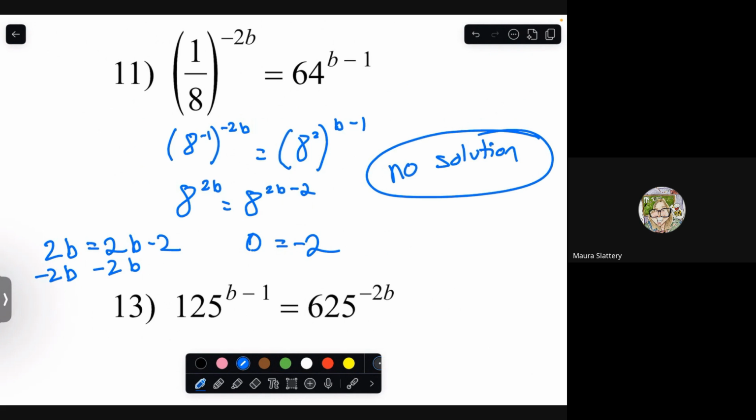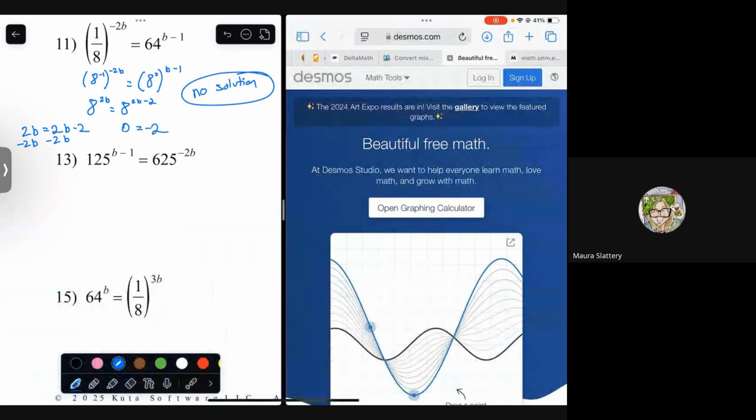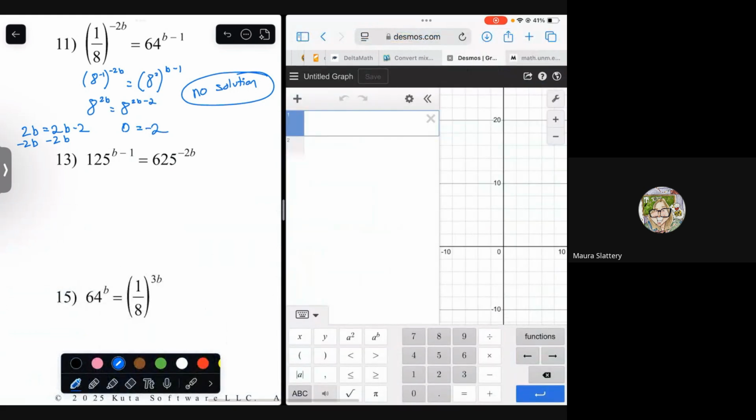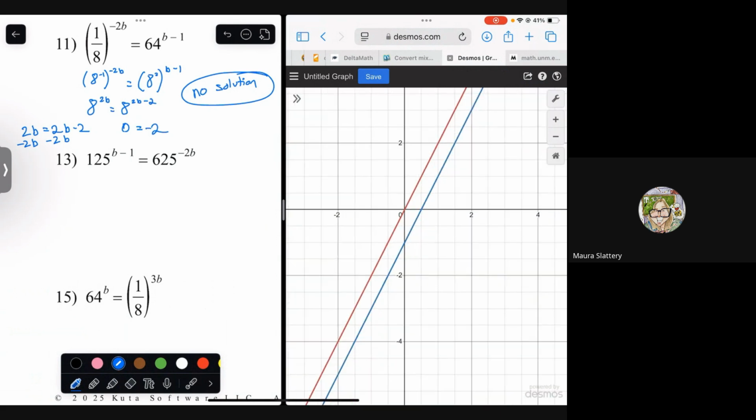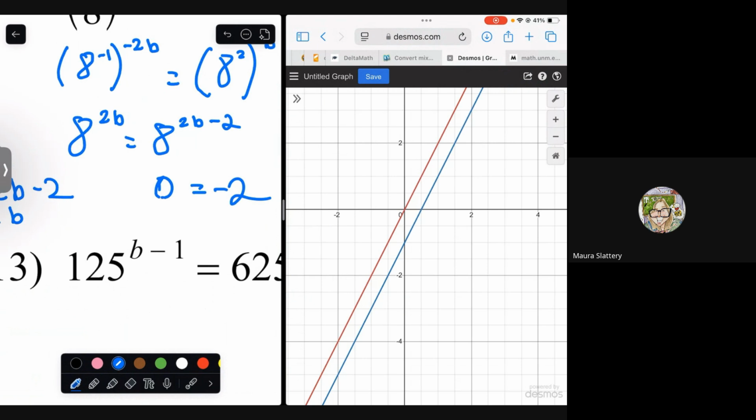Okay? Do you want me to graph it to see it? Here, I'll graph it. Why not, right? We'll go to Desmos. So if I go ahead and graph this, I'm just going to use x instead of b. So if I do 2x and then 2x minus 2, do you see how these lines are never going to intersect? That's why there is no solution there, okay? So if you get something where a number equals another number that is not equal to it, that means you get no solution.